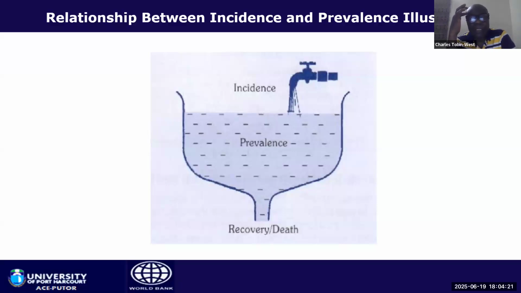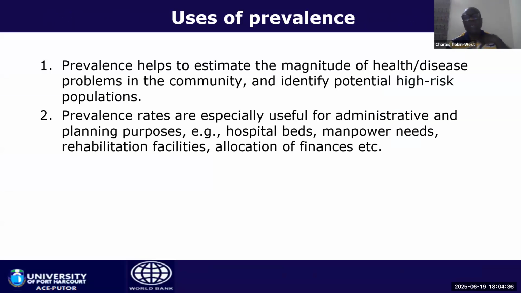If new cases either lead to death immediately or recover, because if they completely recover, they are not part of the disease anymore. In that case, the prevalence rate will be small. Okay, uses of prevalence. Prevalence helps us to estimate the magnitude of either health or disease problem in a community, in a society, and identify potential risk, high-risk populations.